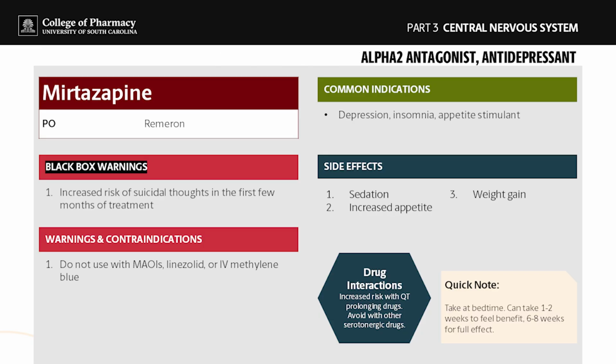Alpha-2 antagonist antidepressant, mirtazapine. The brand name is Remeron. It's used for depression, insomnia, and as an appetite stimulant. Some of the side effects would be sedation, increased appetite, which is why it's an appetite stimulant, and weight gain. So this one can be taken at bedtime, and if we're using it for depression, it can take 1 to 2 weeks to get the full benefit. But also this one has the increased risk of suicidal thoughts in the first few months of treatment. So make sure we talk to our patients about that.